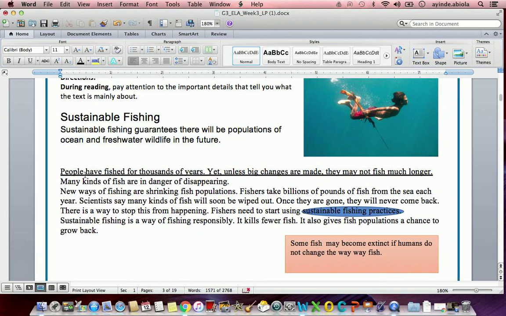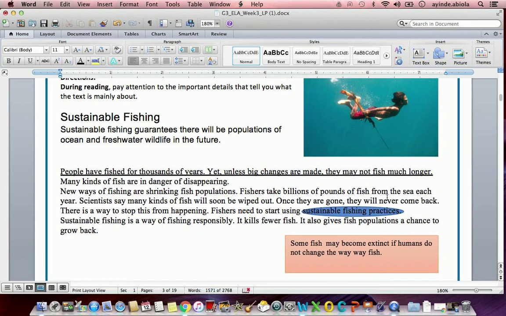So I underlined the first 2 sentences, which are the major points of this paragraph. It says people have fished for thousands of years, yet unless big changes are made, they may not fish much longer. This lets me know that fish are in trouble in our oceans, and unless we do something, we may encounter big problems in the future.